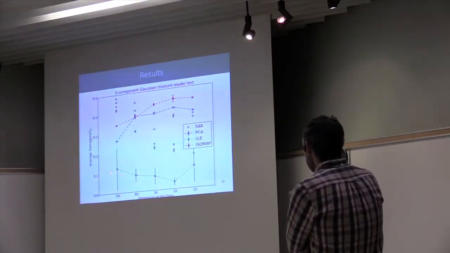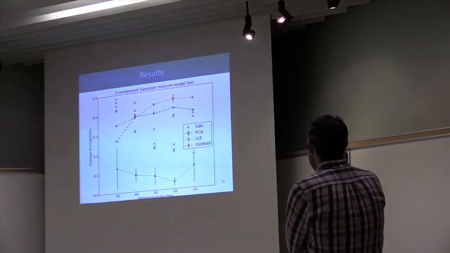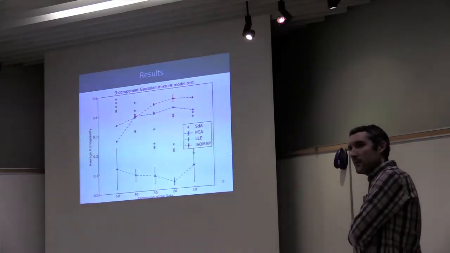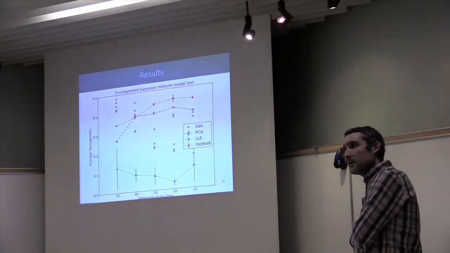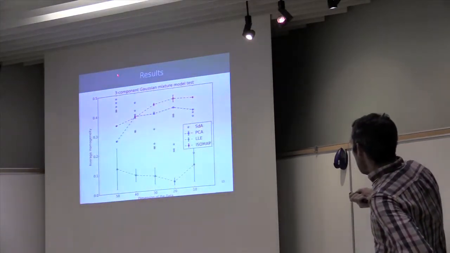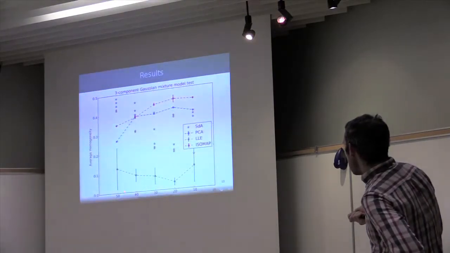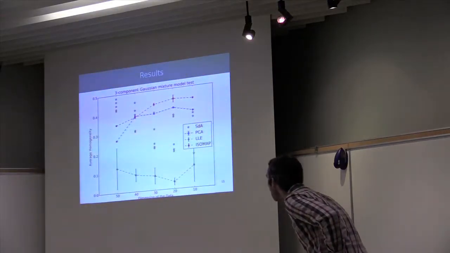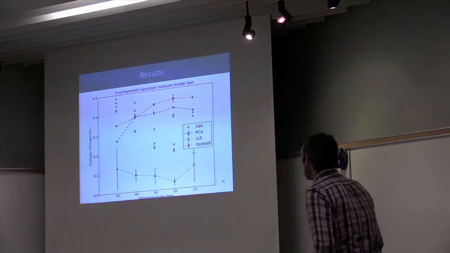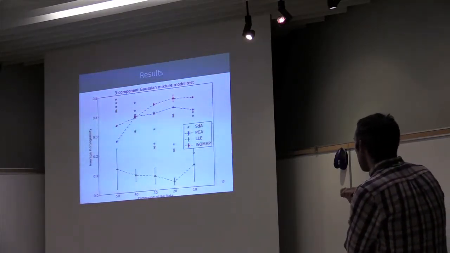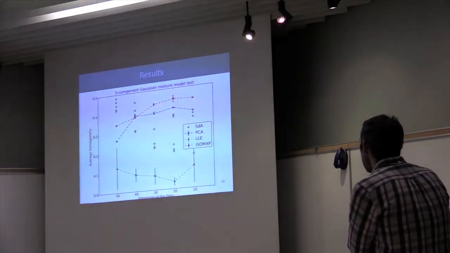So each line represents one of the three methods that I just spoke to you about before. The stars are one particular instance for some architecture of a stacked denoising autoencoder. And so for 50 dimensional data, the SDAs tend to do pretty well. Certainly the top five models beat either LLE or PCA or ISOMAP. And as you start to get smaller, the performance degrades and the variance goes up.